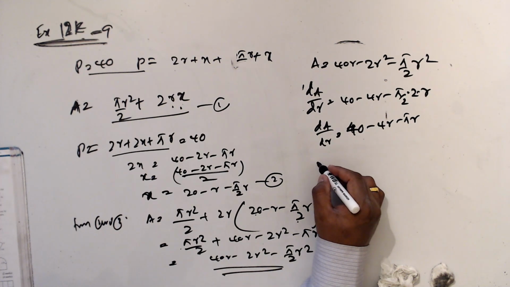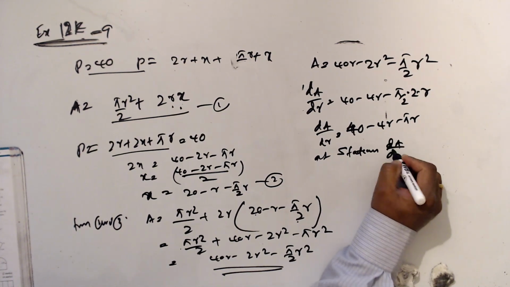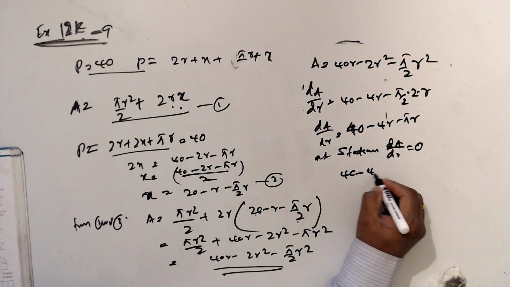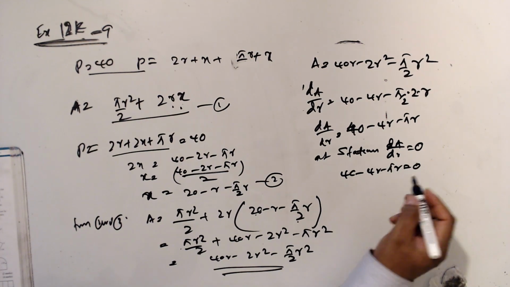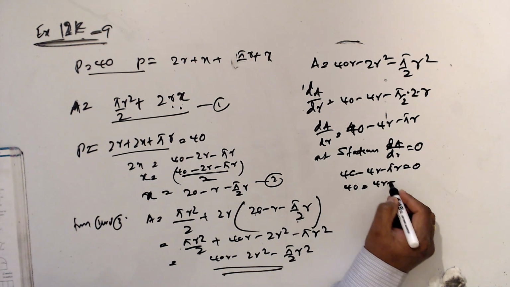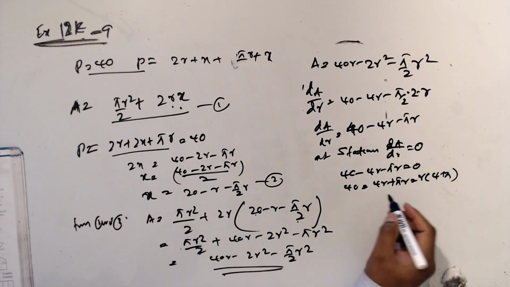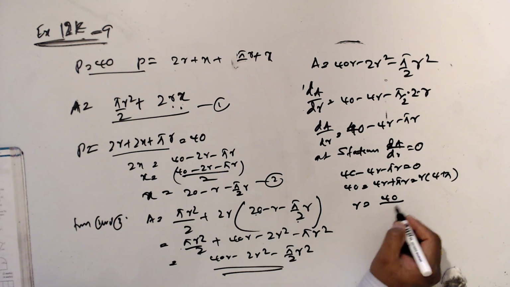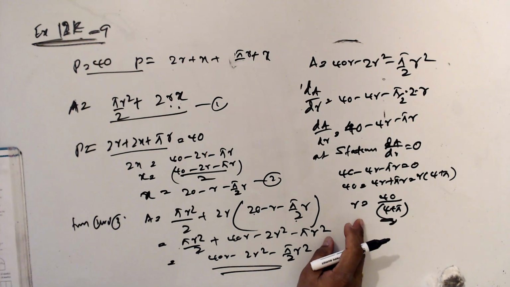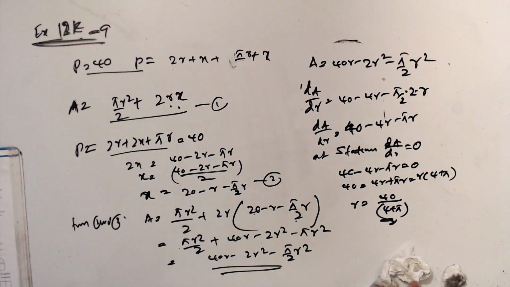Right. At stationary point, dA over dR equals 0. Then 40 minus 4R minus 5R equals 0. So then 40 equals 4R plus 5R. When I take R out, 4 plus 5. So R equals 40 over 4 plus 5. We need to find the maximum area, so then we have to substitute this one into here. So, big calculation.